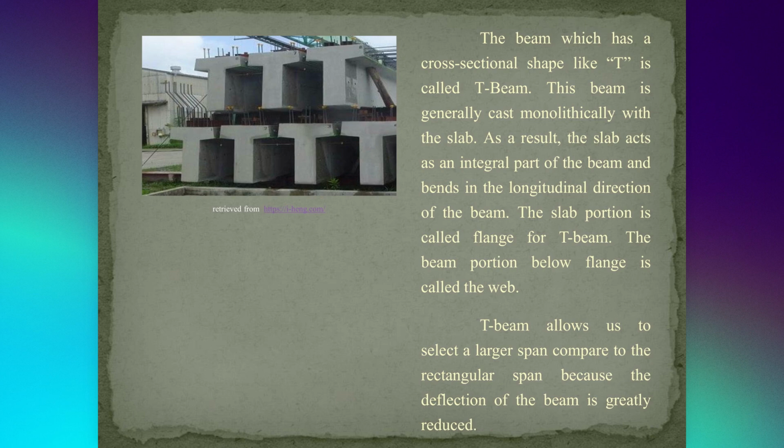The beam which has a cross-sectional shape like a T is called a T-beam. This beam is generally cast monolithically with the slab. As a result, the slab acts as an integral part of the beam and bends in the longitudinal direction of the beam. The slab portion is called the flange for a T-beam. The beam portion below the flange is called the web. A T-beam allows us to select a larger span compared to the rectangular beam because the deflection of the beam is greatly reduced.